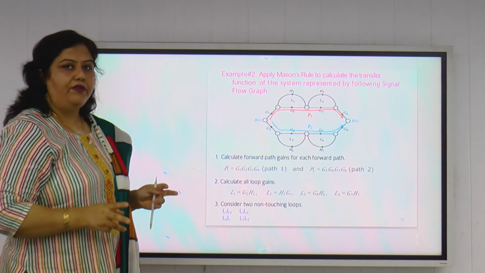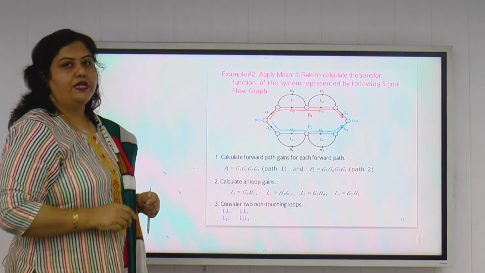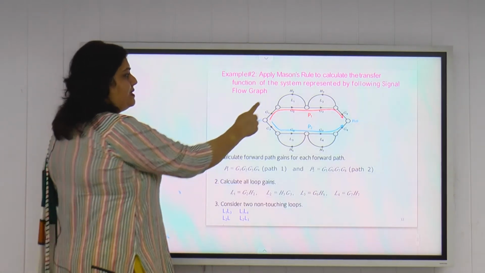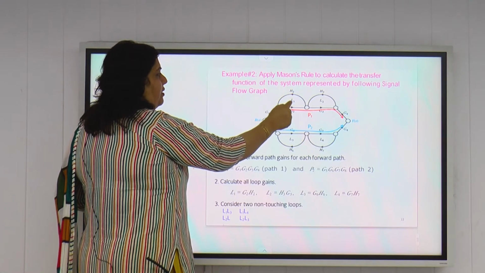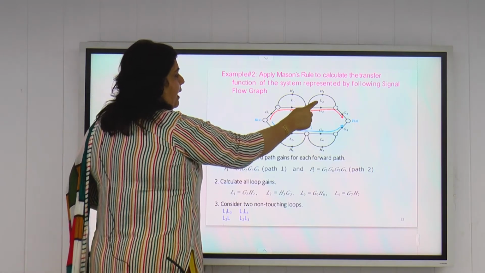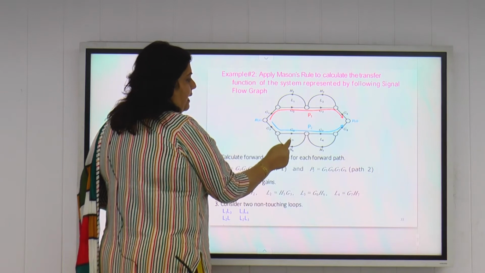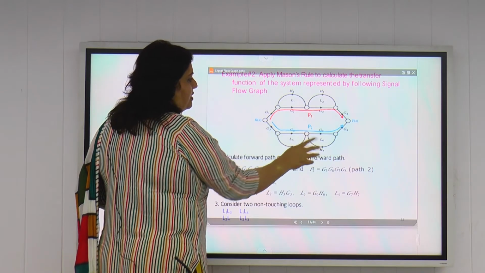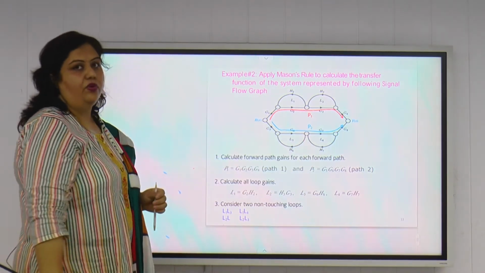So we have 2 forward paths, P1 and P2, and 4 loops, L1, L2, L3 and L4. L1 is equal to the product G2, H2. L2 is equal to G3, H3. L3 is equal to G6, H6 and L4 is equal to G7, H7. So these are the 4 loops.